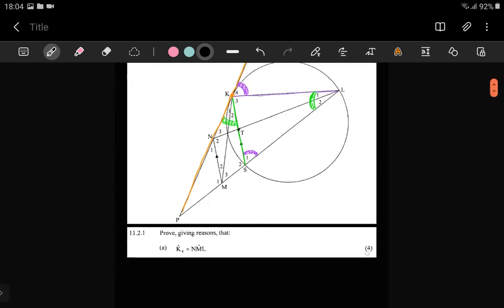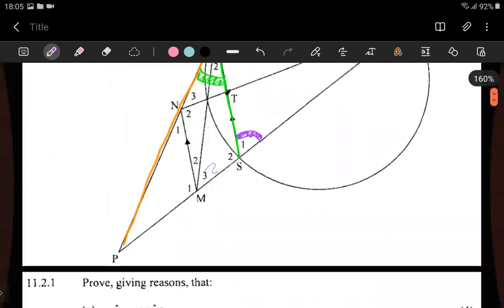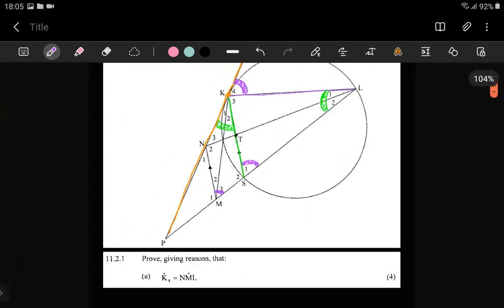The first question for 4 marks says, prove giving reasons that K4 is equal to NML. Where is K4? K4 is over there. And then the angle they're talking about is NML. So it's this one here. I'm going to deliberately label it in purple, because we labeled K4 in purple.